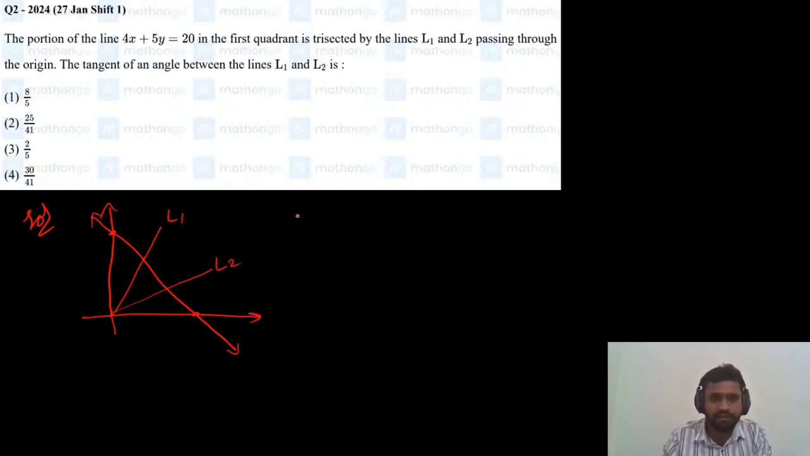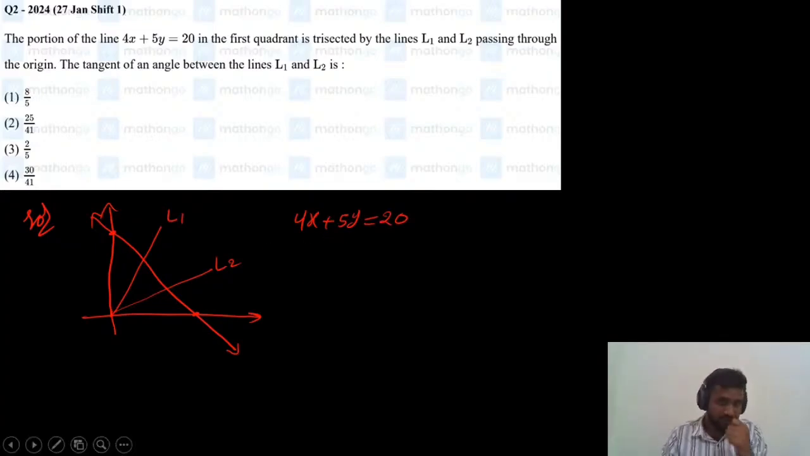So what is the given line? The given line is 4x plus 5y equals 20, and the lines L1 and L2 are trisecting the given line. So these three are equal parts.